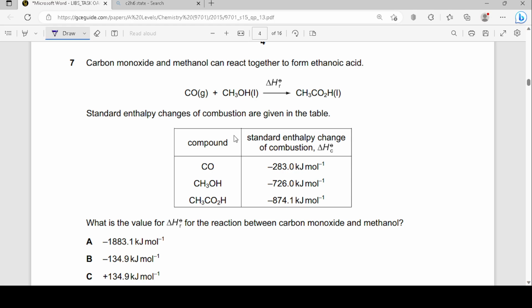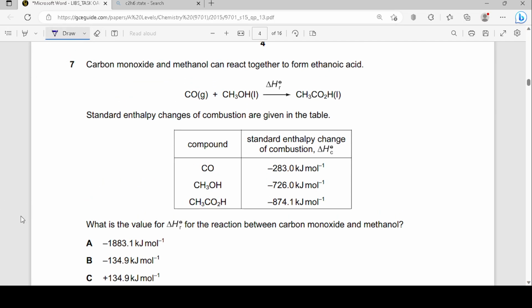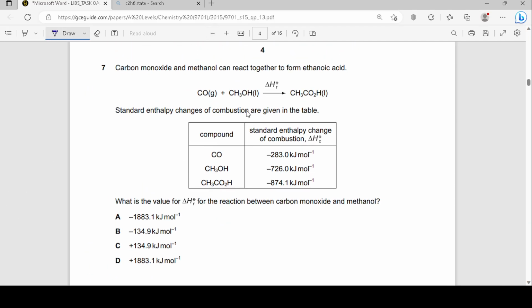What is the value for delta HR, the standard enthalpy change of reaction, for the reaction between carbon monoxide and methanol? Okay, so let me just make a Hess cycle. They've given enthalpy changes of combustion, right? So let me make CO2 and H2 at the bottom of the Hess cycle, and I will make arrows from the reactants to CO2 and H2, and from the products to CO2 and H2, so considering the combustion of both of them, right?